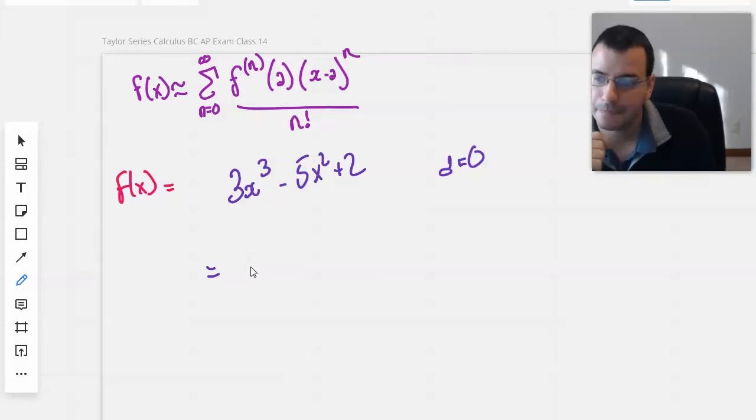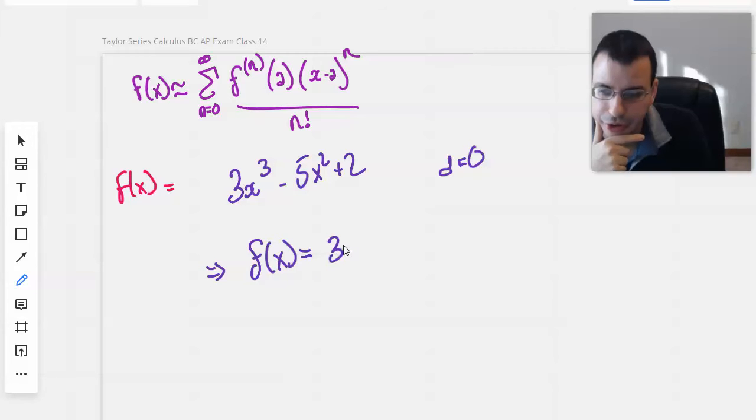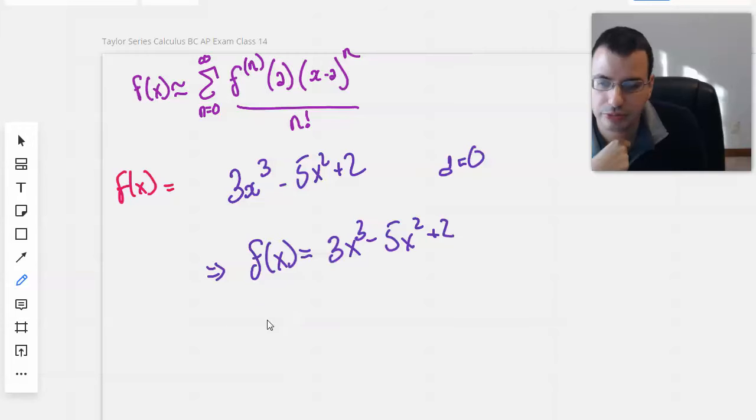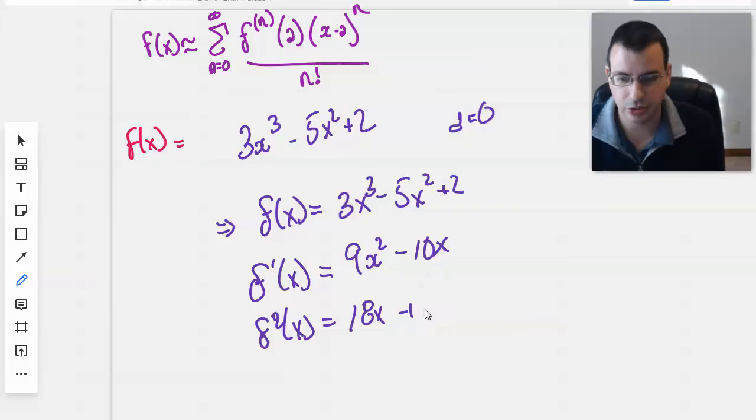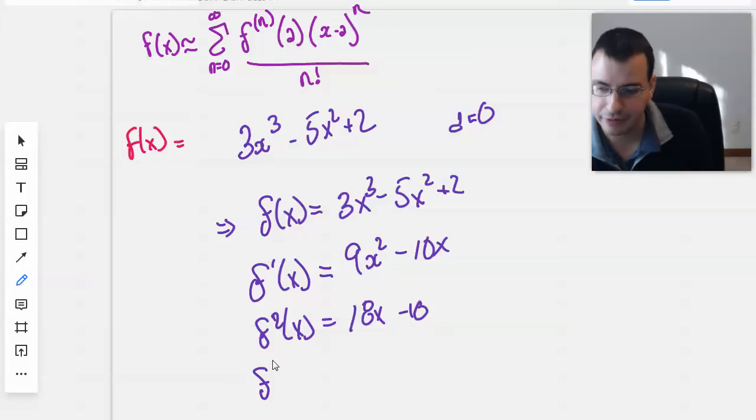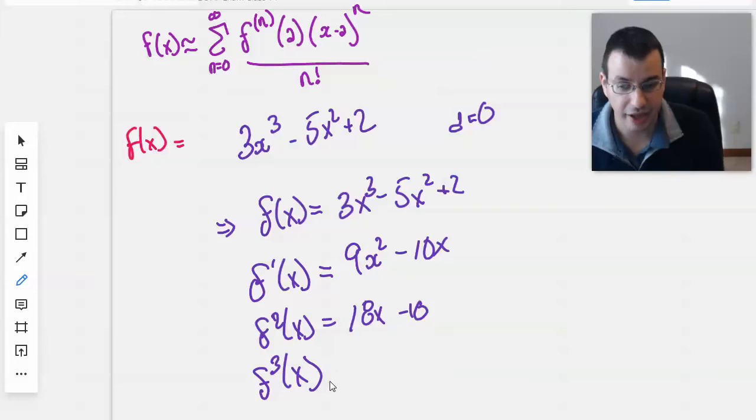Sorry. Okay. So we have f of x equals 3x cubed minus 5x squared plus 2. f prime of x equals 9x squared minus 10x. The second derivative of f of x equals 18x minus 10. So that looks like a 16, so I will adjust it. Okay. The third derivative of f of x equals 18.